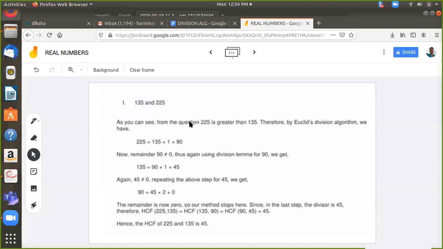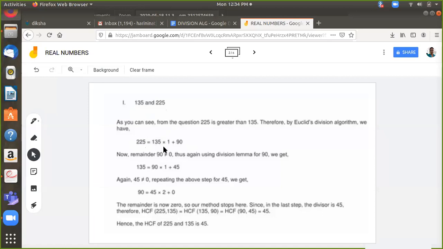So as you can see from the question, the 225 is greater than 135. Therefore, by Euclid's division algorithm, when we apply it on this, your 225 will come to the left side because dividend equals divisor into quotient plus remainder. So how many 135s are there in 225? It can be only 1. So 1 into 135, when you multiply and subtract it from 225, you are getting the remainder 90. So this 90 should be less than the divisor, which is satisfying.